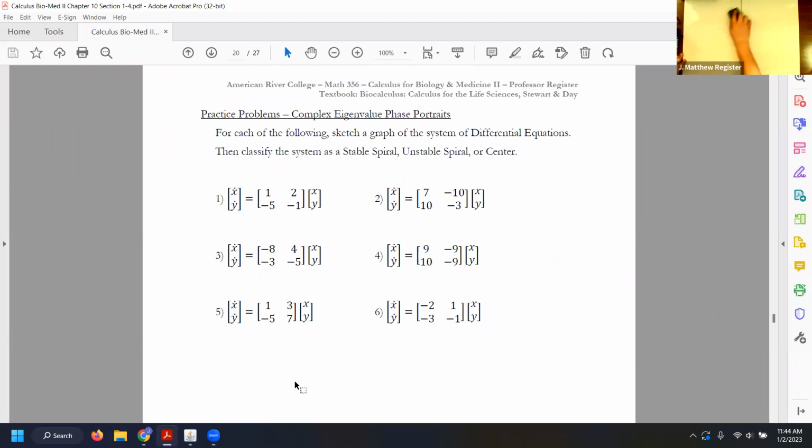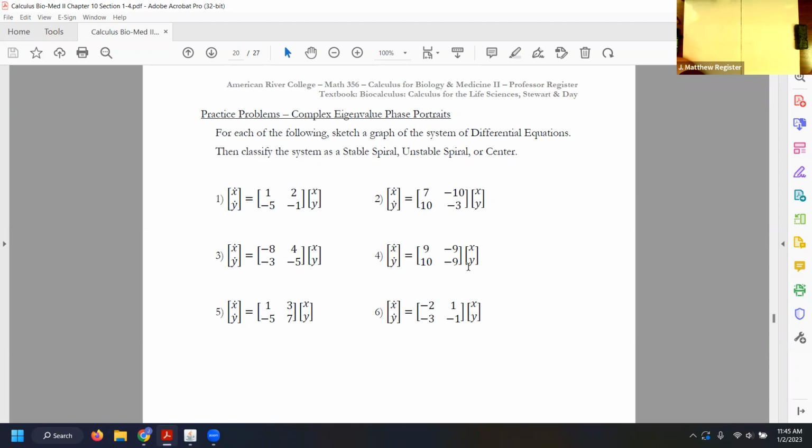Let's see. All of these should be fairly similar. Eyeballing it, number 4, since it has the 9 and negative 9, we know that that term is going to add to give 0. And so that's going to give us a center, since we are aware that this is going to be a complex eigenvalue problem.